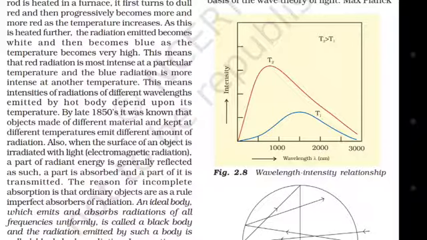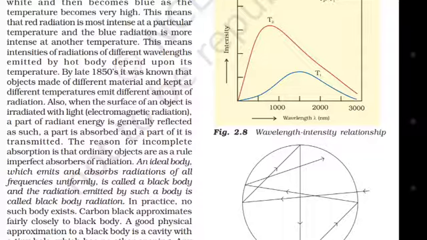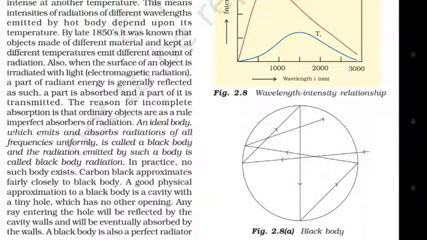Also, when the surface of objects is irradiated with electromagnetic radiation, a part of the radiant energy is generally reflected, a part is absorbed and a part of it is transmitted. The reason for incomplete absorption is that ordinary objects are as a rule imperfect absorbers of radiation.